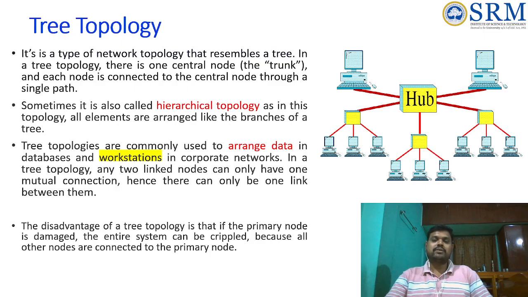So basically the structure will resemble a tree. That's why it is called tree topology. There is one central node, and each node is connected to the central node through a single path. If you want to communicate with a particular node, you have to go through the central hub, then to the parent node and then through the child node. This is how the data will move from one end to another. The disadvantage is that if the primary node goes down, the entire system can be crippled, because all the nodes are connected to the primary hub.